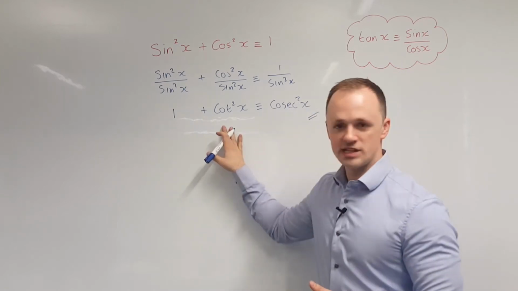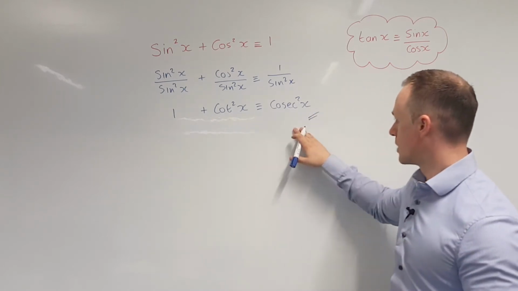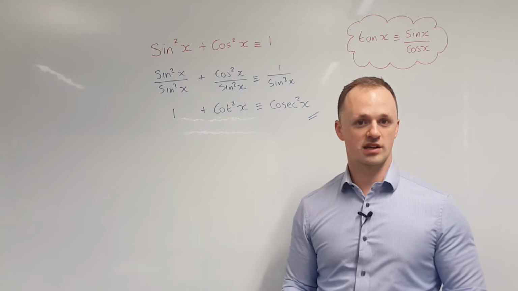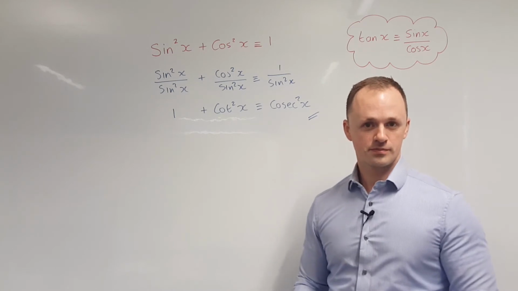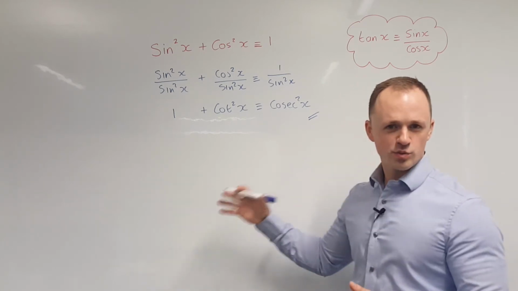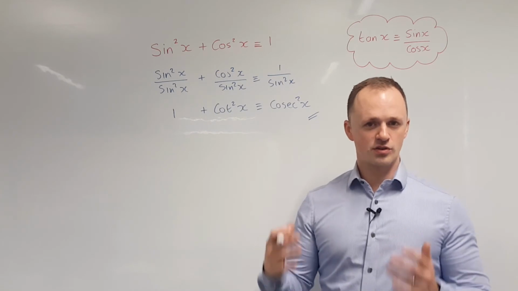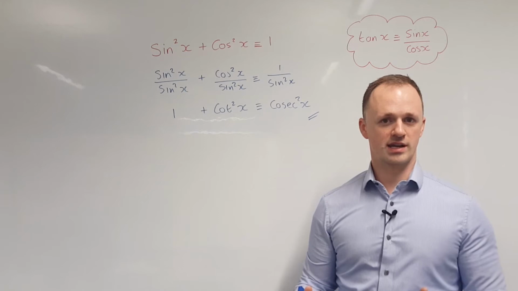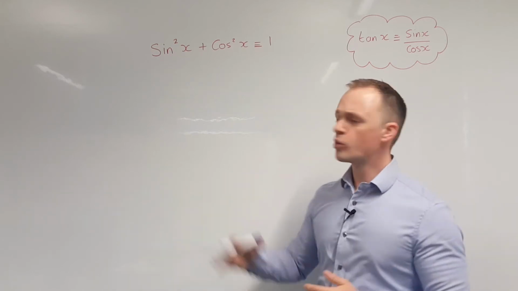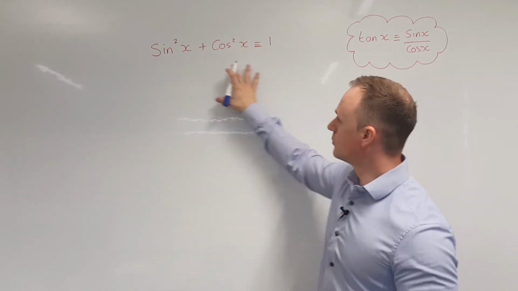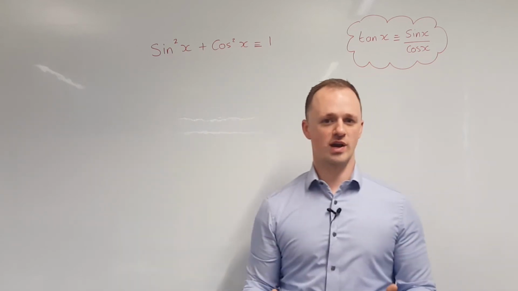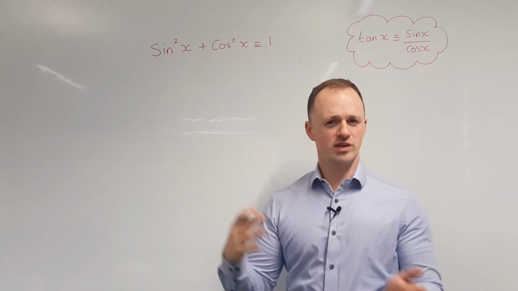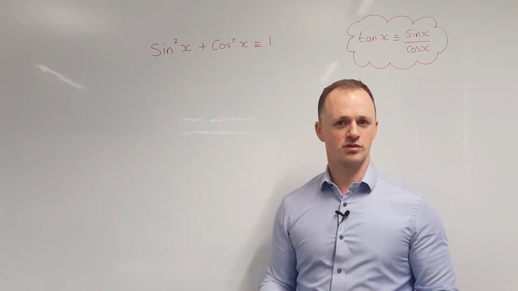So here is our first identity: 1 plus cot squared x equals cosec squared x. Following this, we're going to do a similar thing and derive another identity by dividing both sides by cos squared x. So let's get rid of this. Once again, you might want to have a go at it for yourself. First, divide both sides by cos squared x, and then see what happens when you simplify the terms.